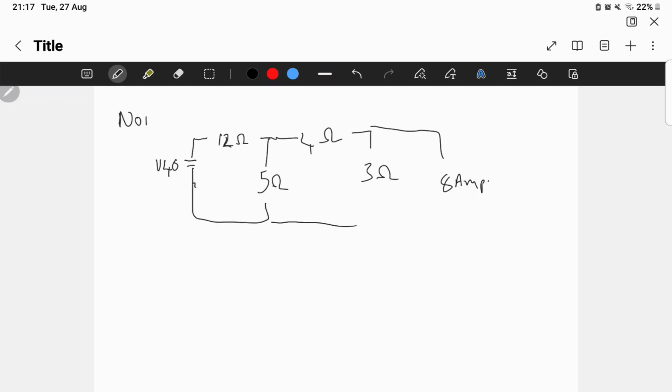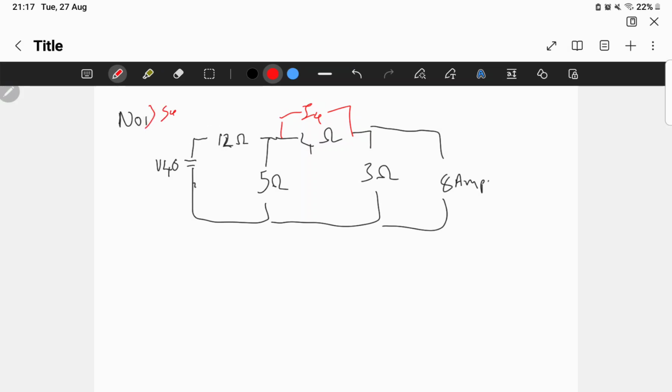So now we are going to solve the current. They want us to get the current I4 here. They want us to get the current at that position, and we have to use superposition.